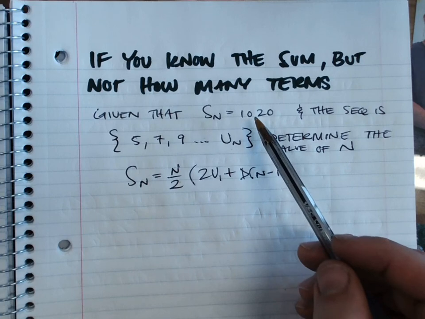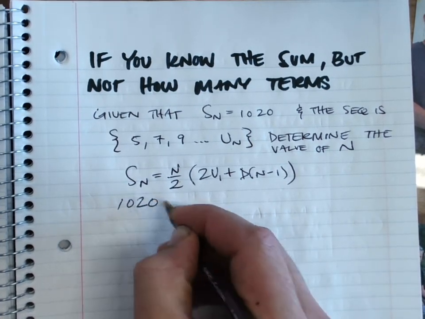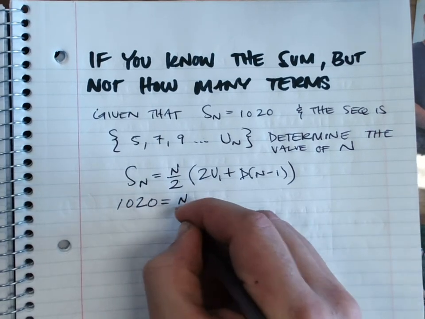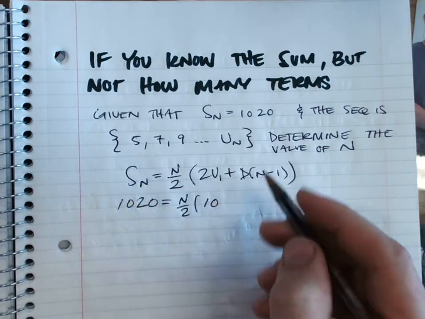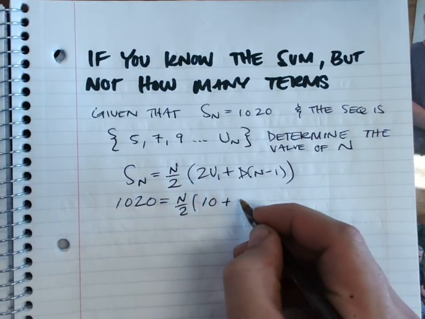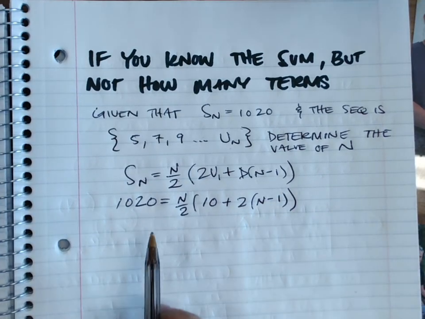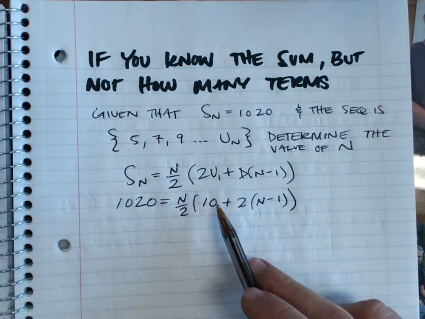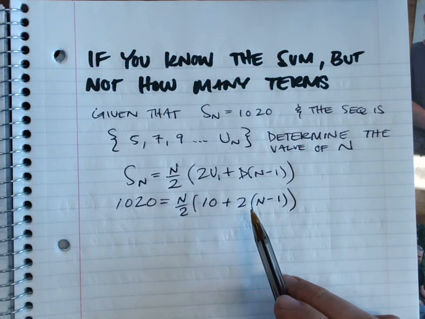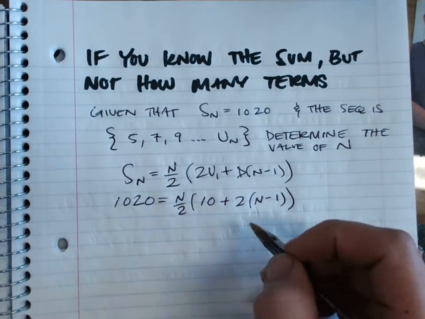All right, let's go ahead and put in our information. 1020, that is the sum. n over 2 remains. 2u1 makes 10. d increases by 2, n minus 1. Okay, now we have one equation and we have one unknown, that is n. However, it occurs in two places. And so we have to do a little bit of combining like terms before we can actually solve this.